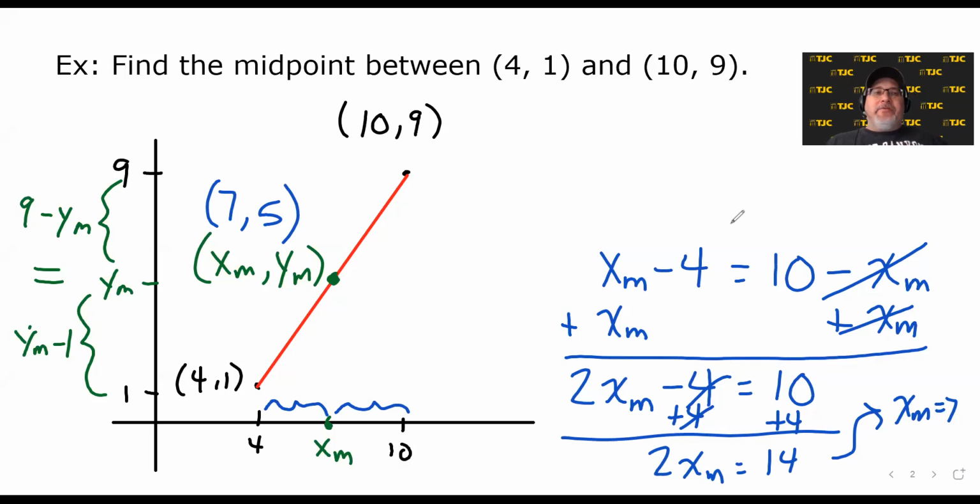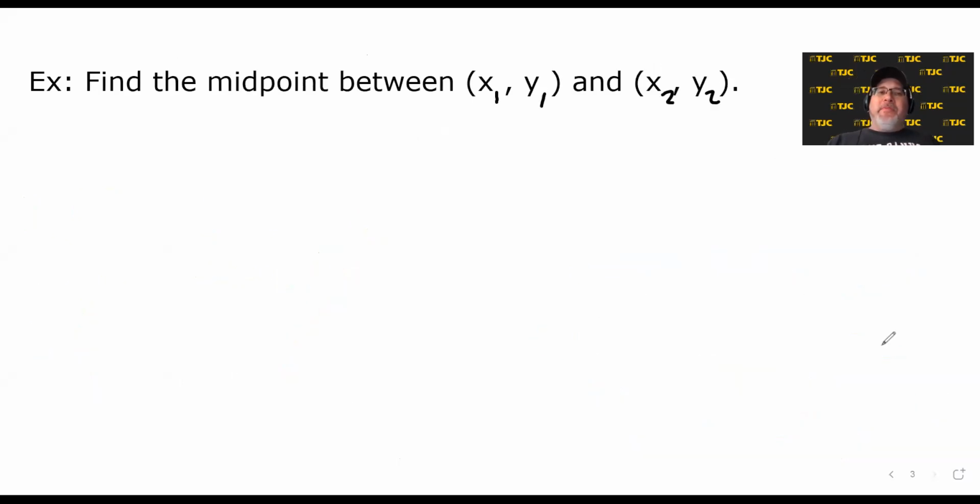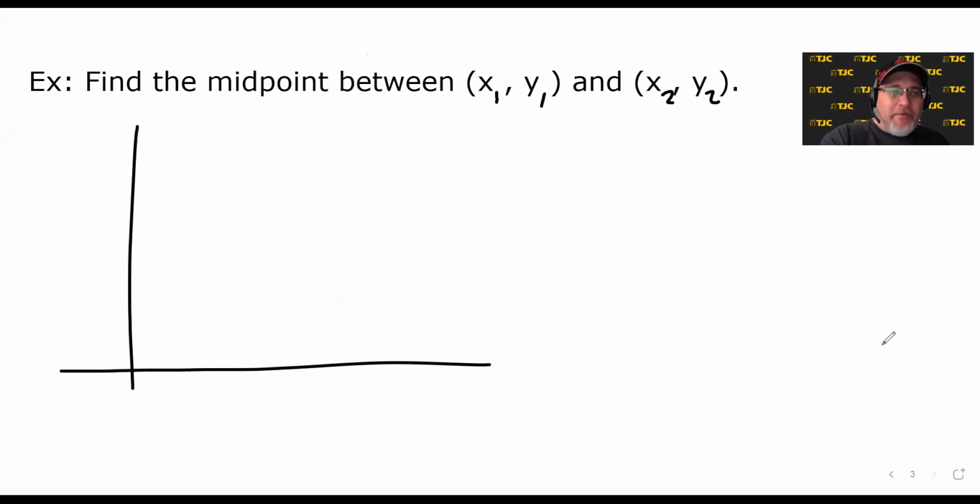In other words, instead of trying to find the midpoint between 4,1 and 10,9, how would you find the midpoint between x1, y1 and x2, y2? In other words, 2 generic points. Well, let's see if we can play the same game we did before. That game was to put some generic points, some ordered pairs here. We'll call the first ordered pair x1, y1, and the second one x2, y2.